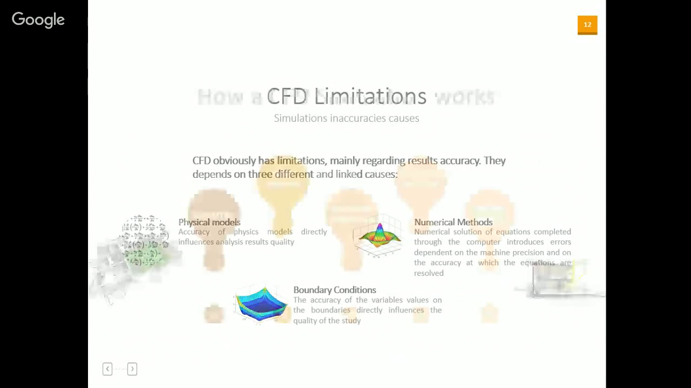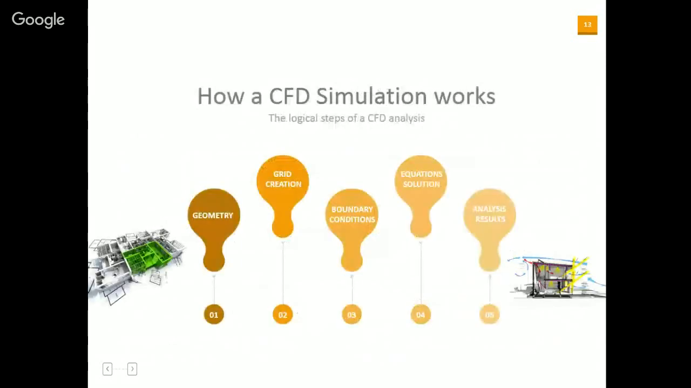So let's now see how a CFD simulation works. There are 5 steps. You can see them here. The first one is the geometry step, then there is the grid generation, boundary condition assignment, solution of the equation, and finally, you have to analyze your results.